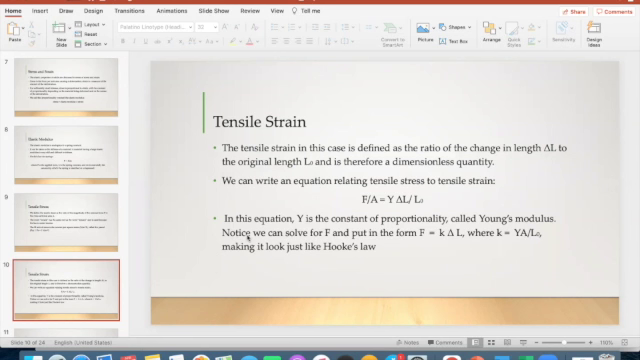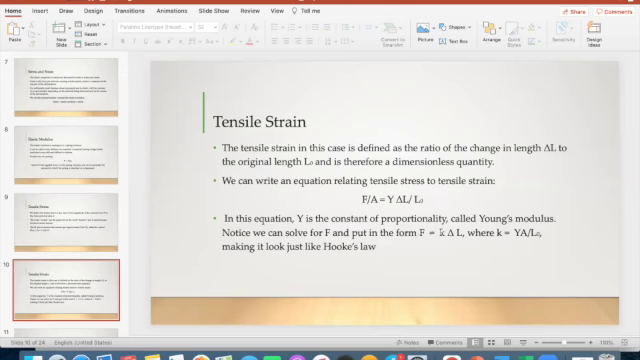We also have tensile strain. So this is force over area, also known as pressure. And it's equal to Y, which is the proportionality constant that's sometimes called Young's modulus. So it varies from material to material. All right, so there's different forms of the equation.